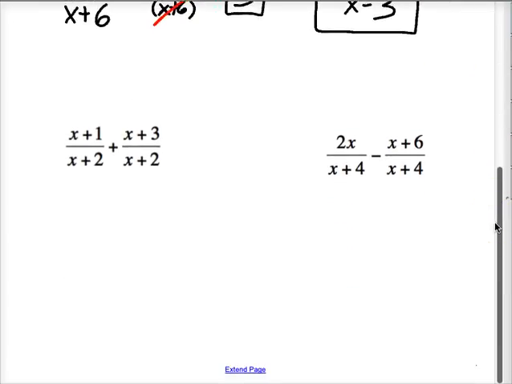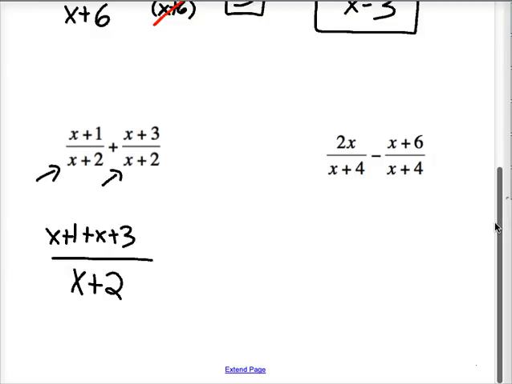Let's take a look at our next one. So again, I want you to note that we have common denominators. So that denominator is going to stay the same. And now we simply add the tops. So we have x plus 1 plus x plus 3. Well, x plus x gives me 2x. 1 plus 3 gives me 4.